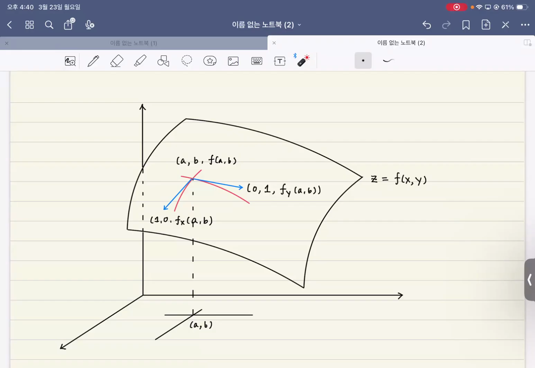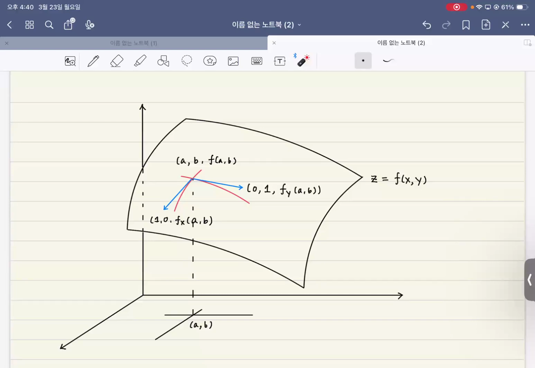Considering this curve as a two-dimensional graph in this cross-section, the slope at this point would be precisely fx(a, b), right?